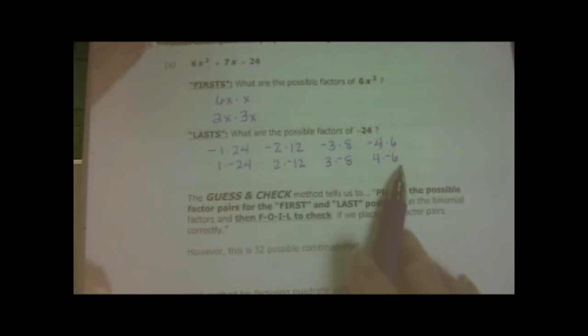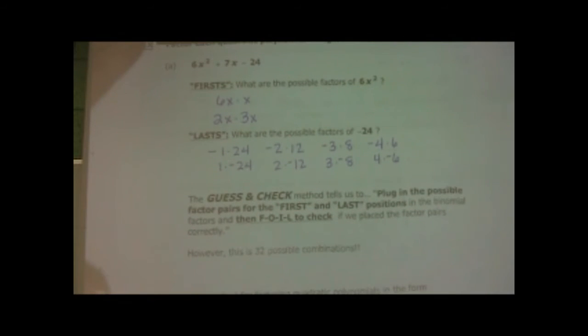That's 8 options times these 2 options, which is 16. Then multiply that by 2 again, because it could either be this one first or this one first. So that's 32 options to guess and check. That's a lot of options, and it can take a while to figure it out using guess and check. So I do have one other way to show you that will get you the answer without guess and checking 32 options.